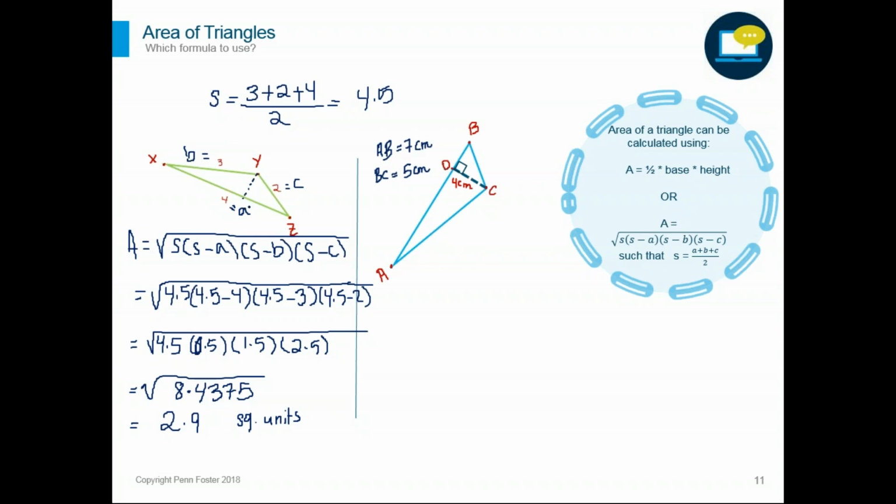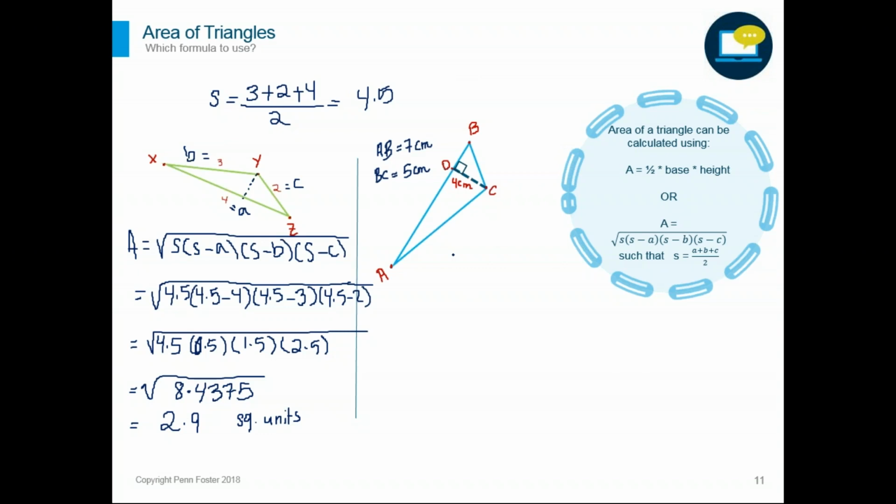Any questions on this part of the slide? Is anyone not clear how we ended up with this number? Okay, let's move on to the second case, another triangle.